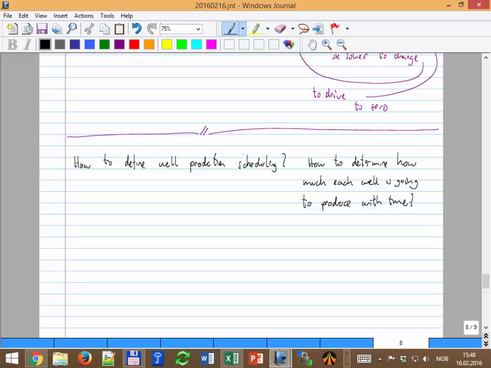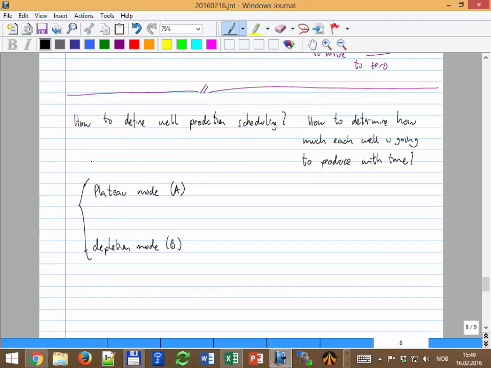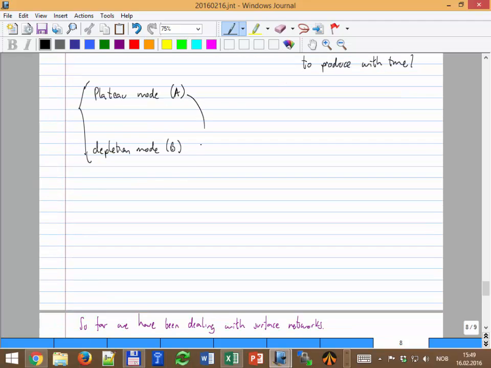There are really two, as you already know, two separate phases. You have one that is plateau, if we are working in a plateau mode, or if we are working in pure depletion. This is what we call mode A, and this depletion mode is what we call mode B. The way we deal with wells in the two modes is very different. So how do we distribute the rate in mode A?